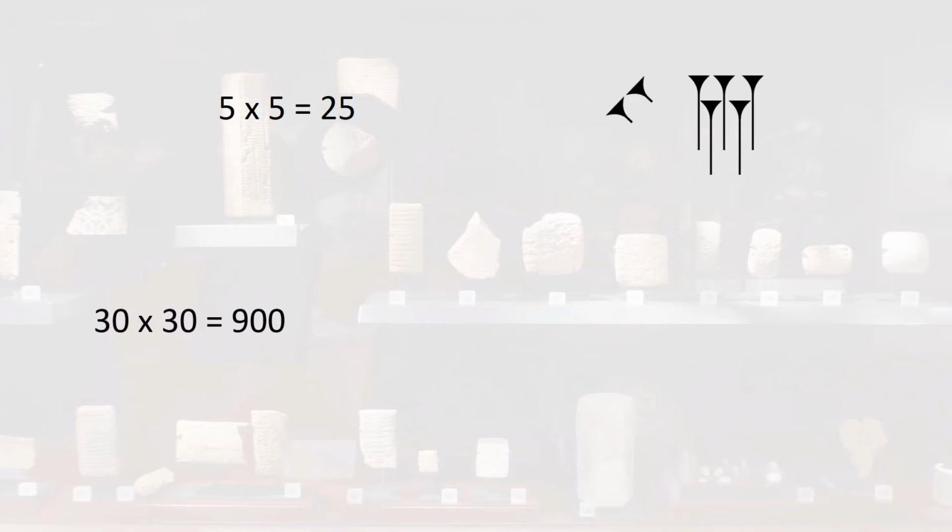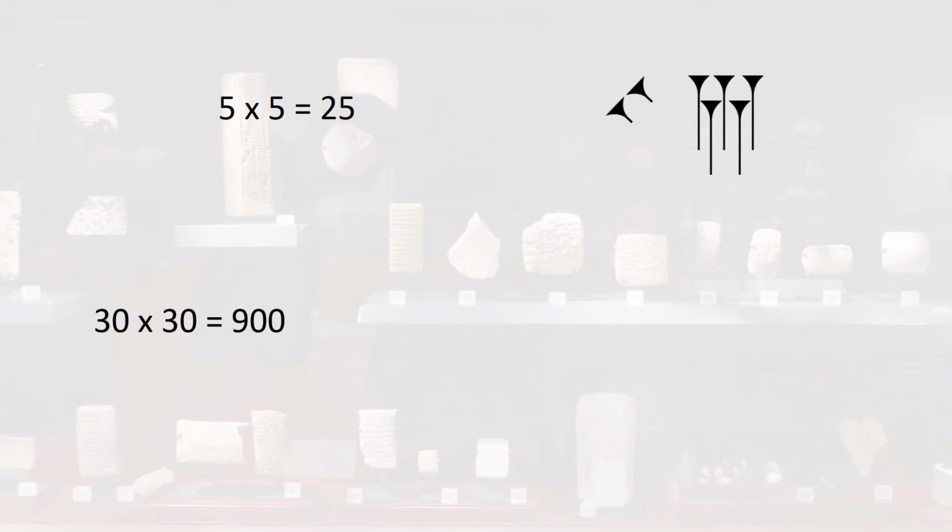Another skill we need to have is multiplication in base 60. Multiplication works exactly the same way as it normally would, but we have to be more careful when our numbers go over 60. For example, 5 times 5 is 25. Since this is less than 60, the Babylonians would write it, just as we would, as 2 tens and 5 units. However, when our number is over 60, we have to be a bit more careful.